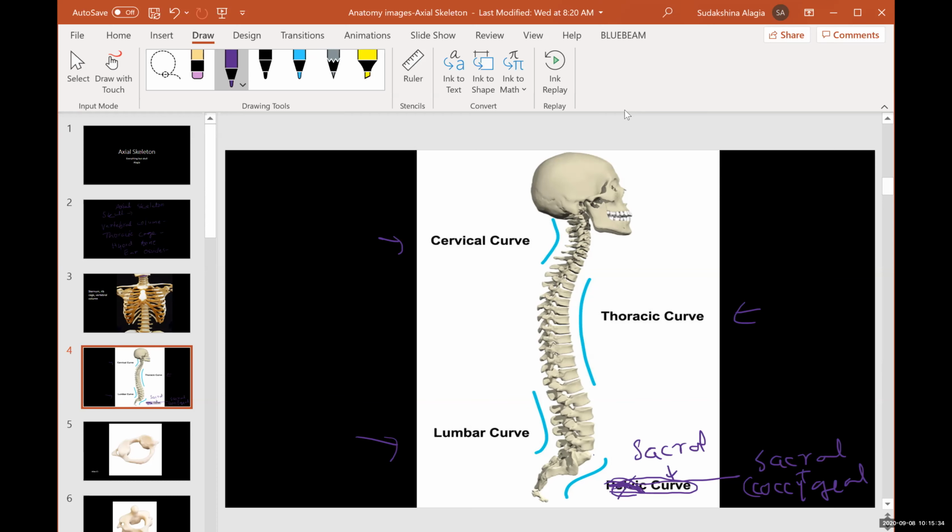Any deviation to this curve, basically if the lumbar curve is protruded anteriorly, as you can see, the lumbar curve is protruded toward anterior, thoracic curve is toward posterior, cervical is toward anterior, sacral is toward posterior. That's the normal pattern. If there is any deviation to that, then there are conditions associated with it, like scoliosis, lordosis, etc. But this is the natural curvature of the vertebral column.